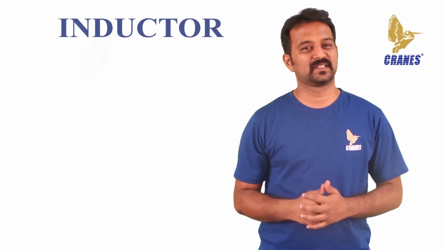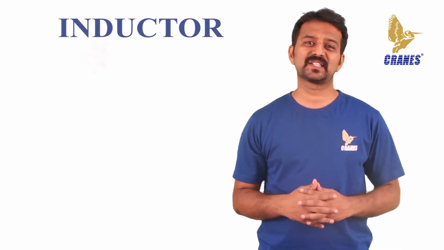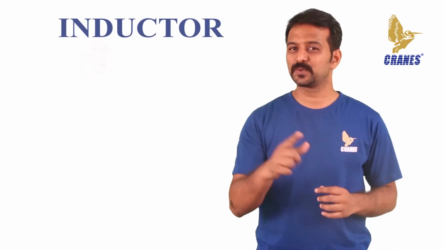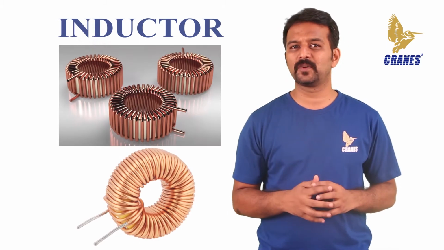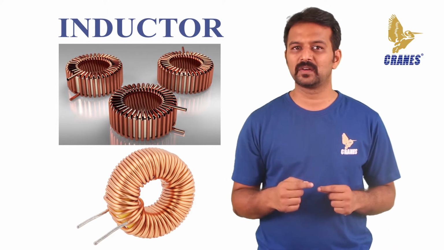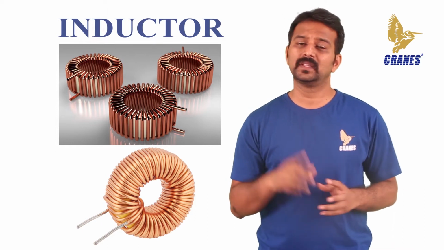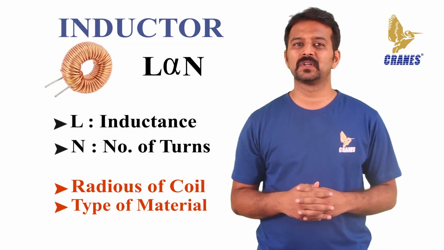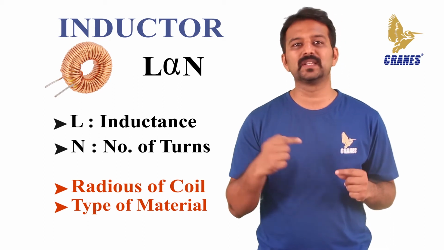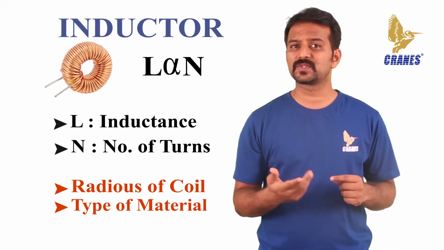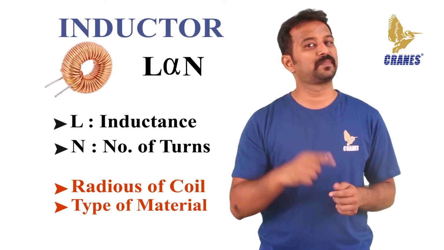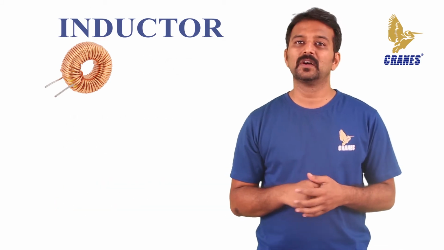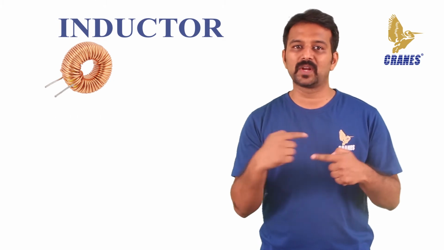Let's look at inductors. An inductor is a passive electronic component that stores energy in the form of a magnetic field. In its simplest form, an inductor consists of a wire or a coil. The inductance is directly proportional to the number of turns present in the coil. Inductance also depends on the radius of the coil, and on the type of material around which the coil is wound.